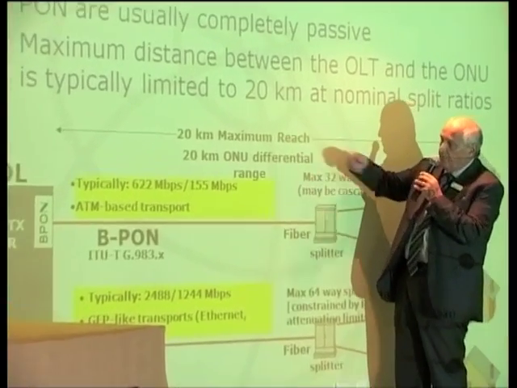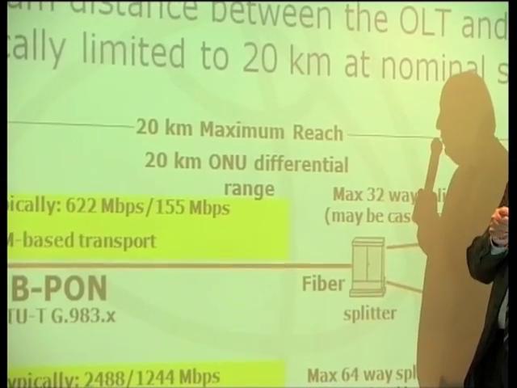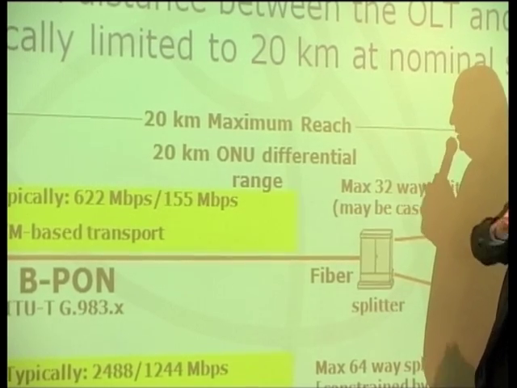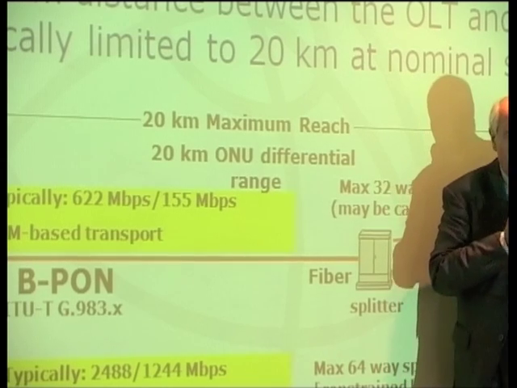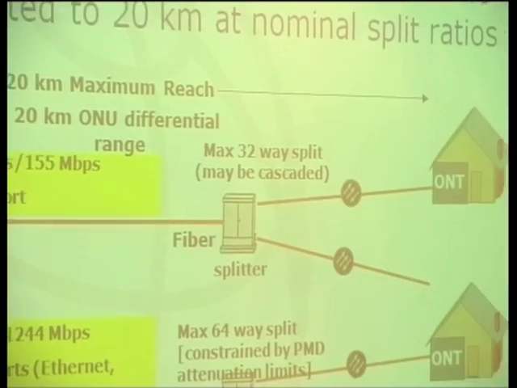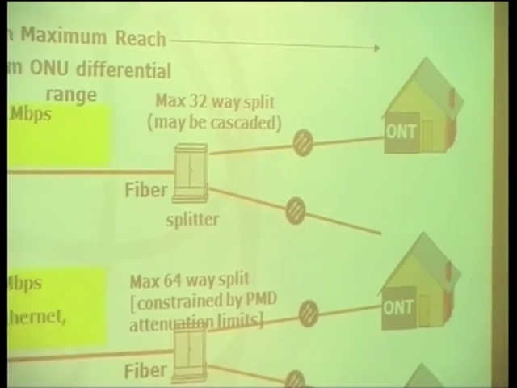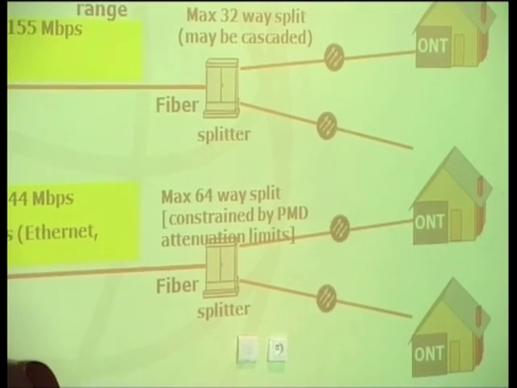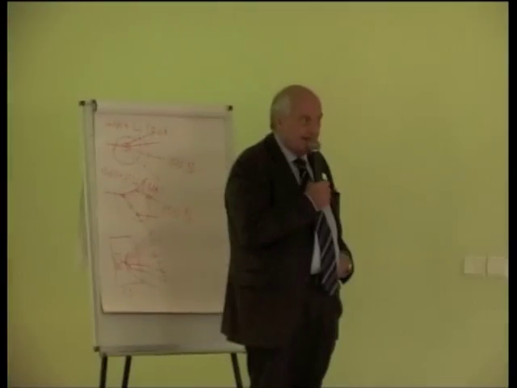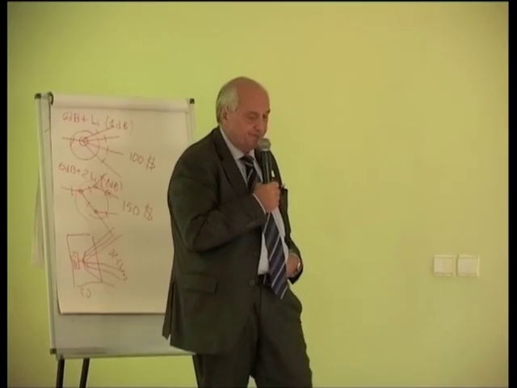different parameters reported in the slide. This is the maximum reach, which is 20 kilometers, and we already know it. The other one is the 20 kilometers ONU differential. This means that the maximum difference between the longest distance from the central office and the shortest distance from the central office should be less than 20 kilometers, due to delays, amplitudes, but we shall see it in a minute.